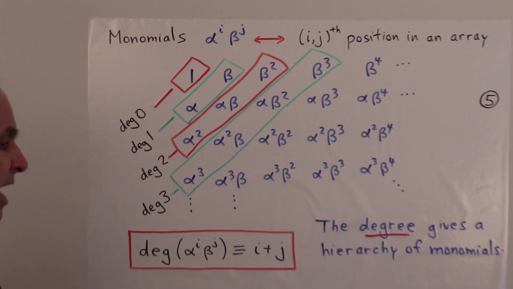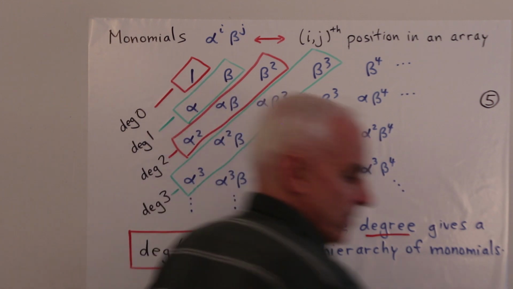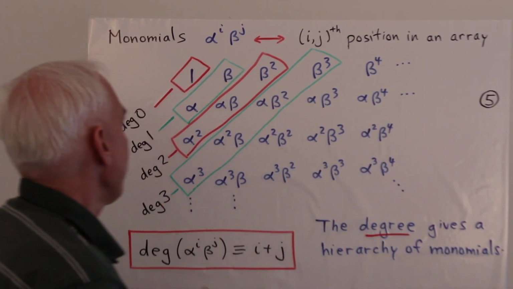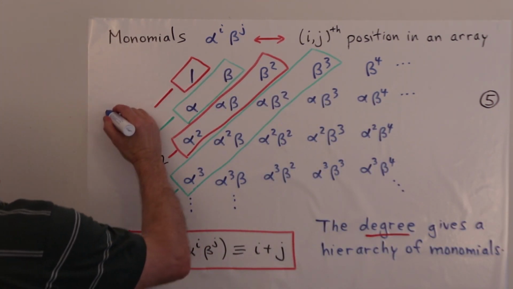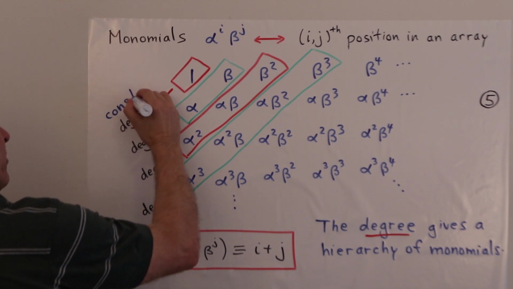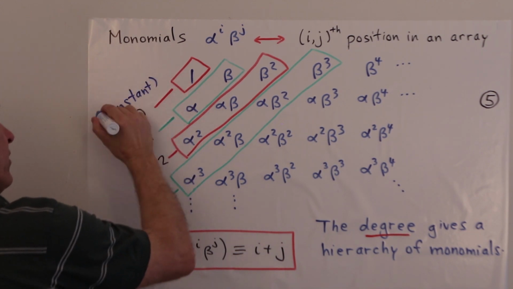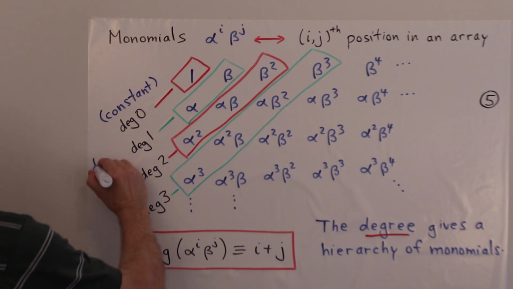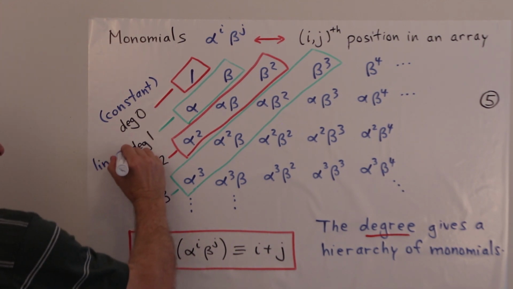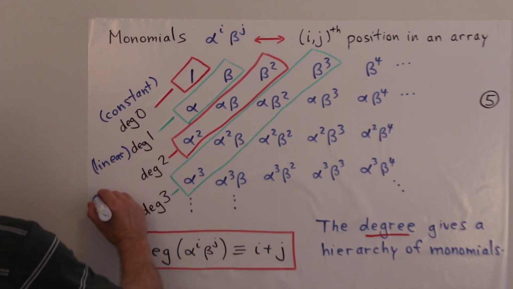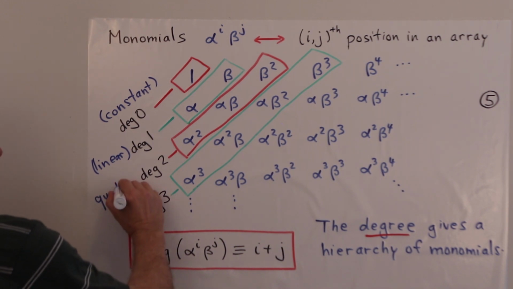Now, we may also have occasion to talk about these using a slightly different language. So we could also refer to this degree 0 as the constant term. Okay, it's just another term for it. And the degree 1, we could call those the linear terms. The degree 2 would be the quadratic terms.